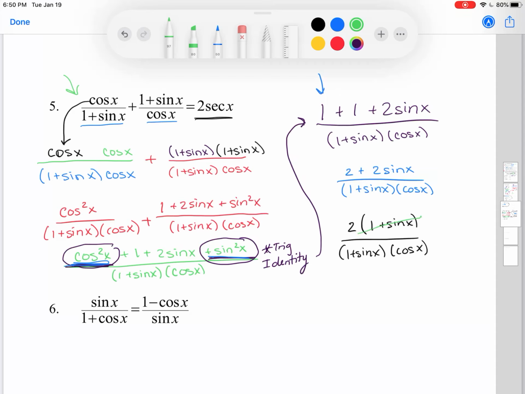And now take a look at what we get to cancel. We have a 1 plus sine x up top, a 1 plus sine x down below. So that leaves me with 2 over cosine x. And we know 1 over cosine x, so whenever we see a cosine in the denominator, that gives me a secant. And the 2 is just going to stay in the front. All right, and there we have it. We got it to work.